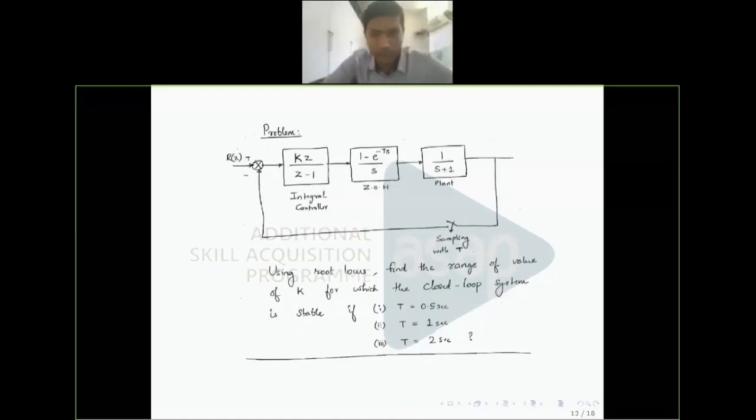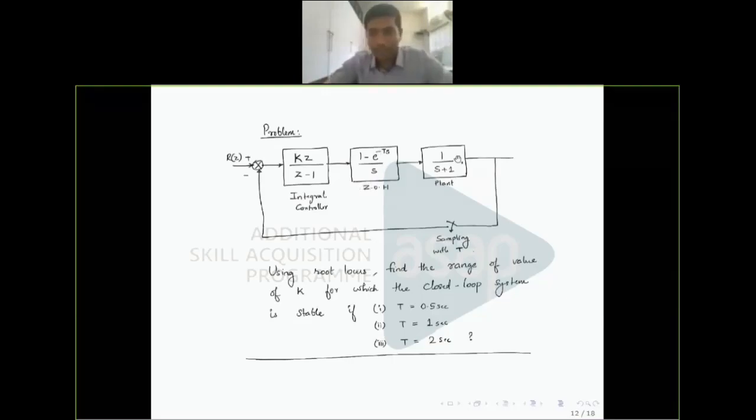Okay, so these are the different steps in designing. The first step is you need to obtain the discretized model. The plant is in continuous time model. We cannot work on root locus with a continuous time model, but we need to discretize the continuous time plant. So since we are using zero order hold as a hold device, we need to use zero order hold equivalence to obtain the discretized version of the continuous time plant.